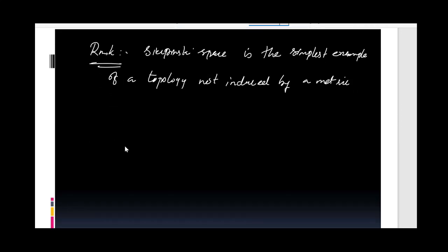Next we will pass to the last example of the session, example 11. It's a particular type of topology. Let N be the set of natural numbers. Consider the Cartesian product N cross N.